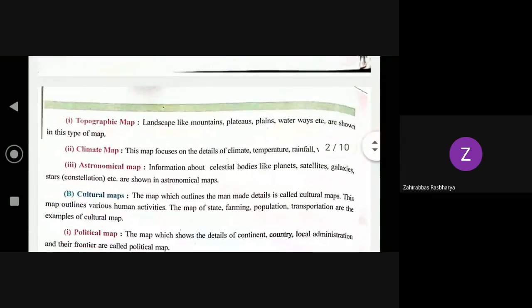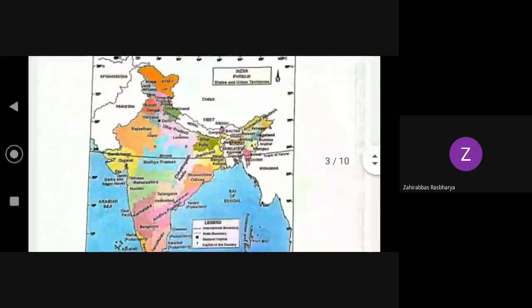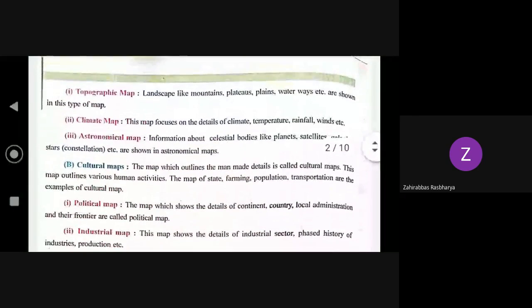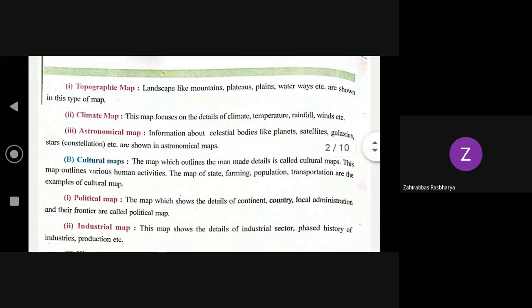Okay. Now the topographical map. The next is what, beta? The topographical map. You can also say topographic map. Okay. Now what is shown on that? What is shown on a topographic map, Zainab? It is written here. Say.